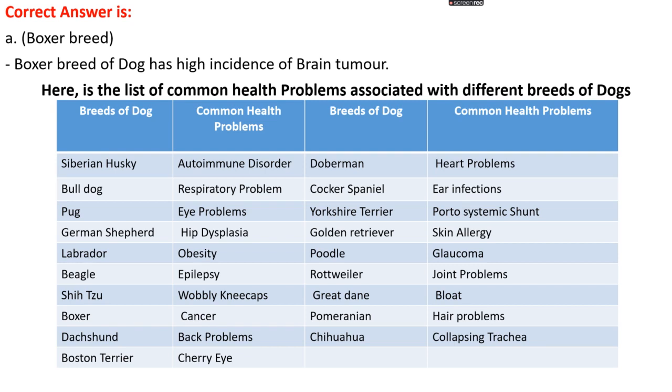In case of Cocker Spaniel, we see ear infections. Yorkshire Terrier, portosystemic shunt. Golden Retriever, skin allergy. In case of Poodle, glaucoma. Rottweiler, joint problems. Great Dane, bloat. Pomeranian, hair problems. And Chihuahua, collapsing trachea.